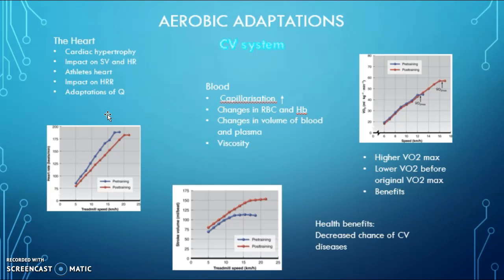Also, capillarization is increased, meaning that more oxygen can be delivered and more waste products can be removed. Also, the number of red blood cells is increased, therefore so is hemoglobin, and therefore more oxygen can be delivered around the body. The viscosity of the blood increases, meaning that it is thicker than before. Finally, training reduces the chance of cardiovascular diseases like coronary heart disease.